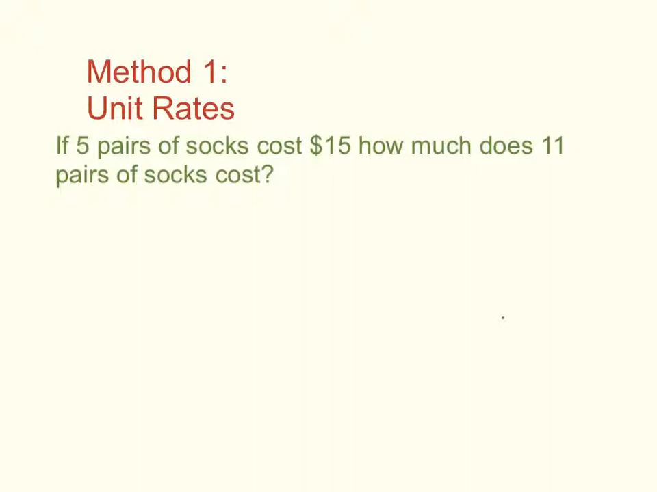The first thing that we're going to look at and set up is our equivalent ratio. We have $15 for 5 pairs. And we want to know how much 11 pairs. So we're going to set up that equivalent ratio. Then, to solve this problem, I'm going to find the unit rate.